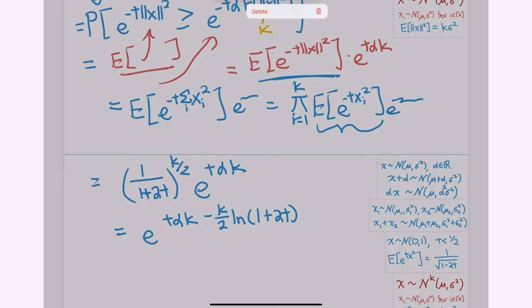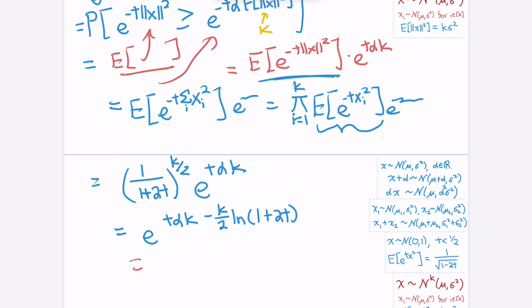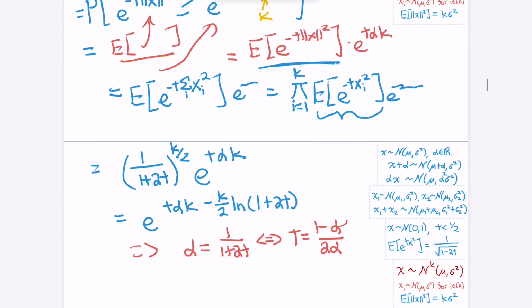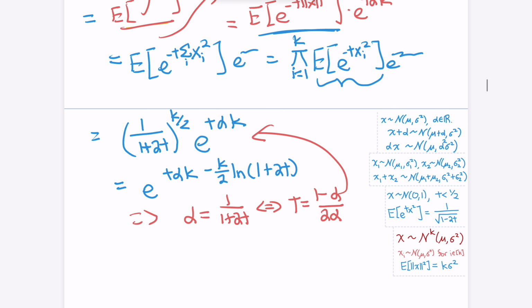And since I've already done the calculations for you, don't delete that. You'll want to choose alpha as 1 over 1 plus 2t. If you solve it, it gives you alpha as 1 over 1 plus 2t, which is the same as saying t is equal to (1 minus alpha) over 2 alpha. If you plug everything back in, which I don't think you want to watch me do, you get that this is at most (alpha e to the 1 minus alpha) to the k over 2.